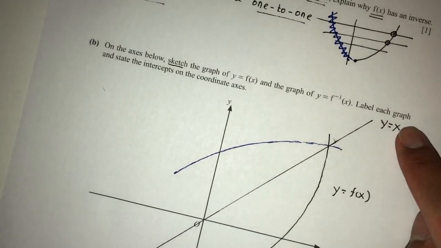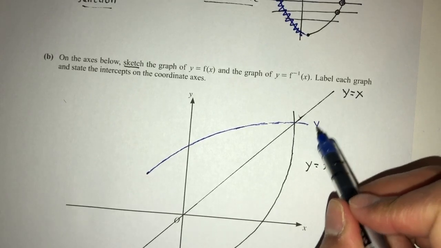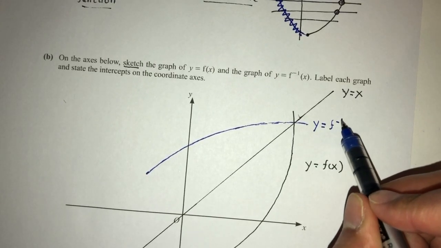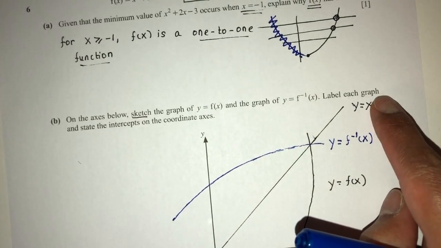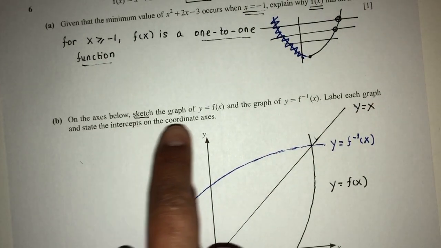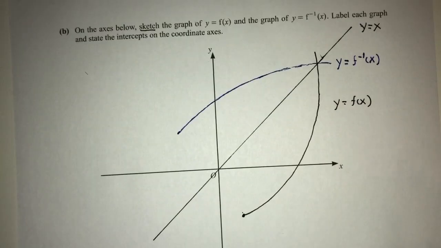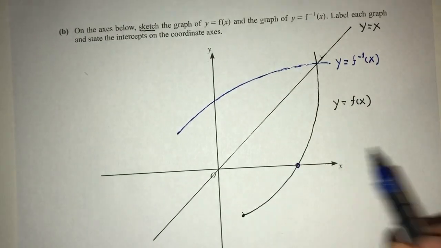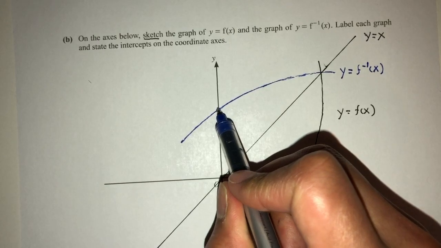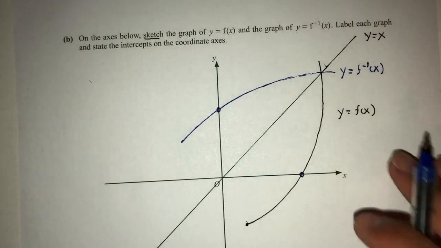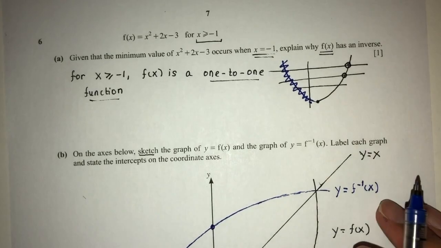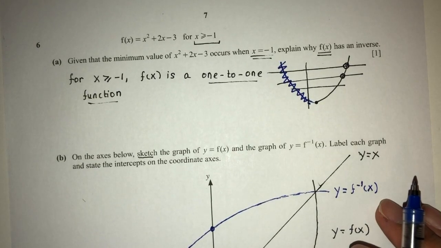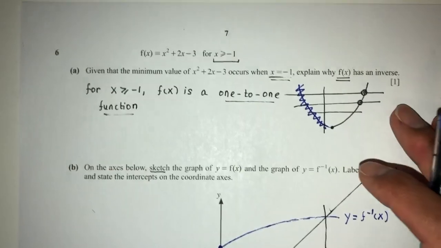So you have to label this line and provide this equation as well. This is y equal to its inverse. And finally, we have to label each graph. State the intercepts of the axis. So we have to show where it cuts my axis. Okay, so this is what point? Let's see. This is the x-axis, and we know that at the x-axis the value of y has to be 0.